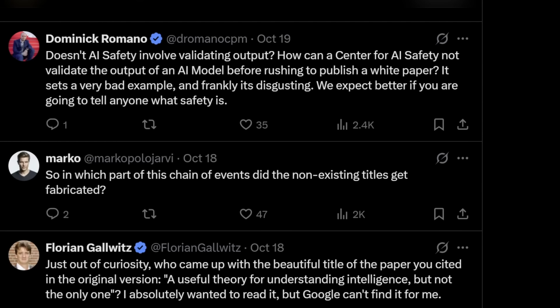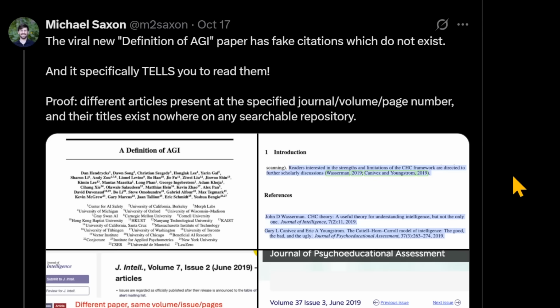How can a Center for AI Safety not validate the output of an AI model before rushing to publish a white paper? It sets a very bad example, and frankly, it's disgusting. We expect better if you are going to tell anyone what safety is. So certainly not off to a good start.